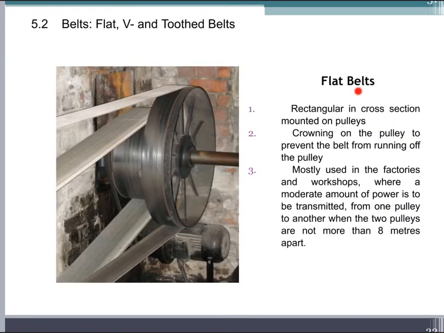So flat belts are rectangular in cross-section, and are mounted on a pulley, usually crowned at the pulley to prevent the belt from running off the pulley. Crowning is used. And these flat belts are mostly used in factories and workshops where a moderate amount of power is to be transmitted.